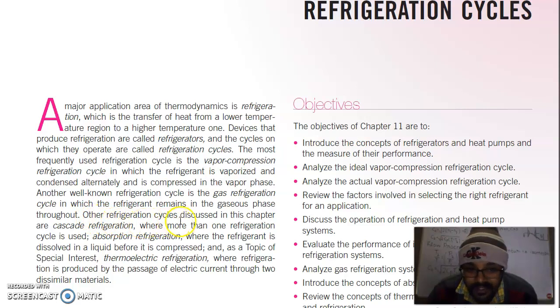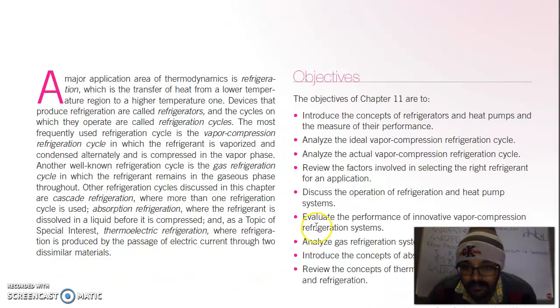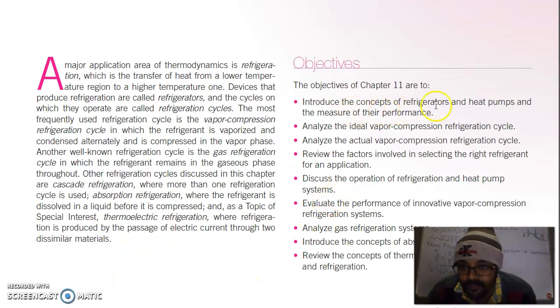Other refrigeration cycles discussed in this chapter are cascade refrigeration, where more than one refrigeration cycle is used; absorption refrigeration, where the refrigerant is dissolved in a liquid before it is compressed; and a topic of special interest, thermoelectric refrigeration, where refrigeration is produced by passage of electric current through two dissimilar materials. So we introduce the concept of refrigerators and heat pumps, and measure their performance.